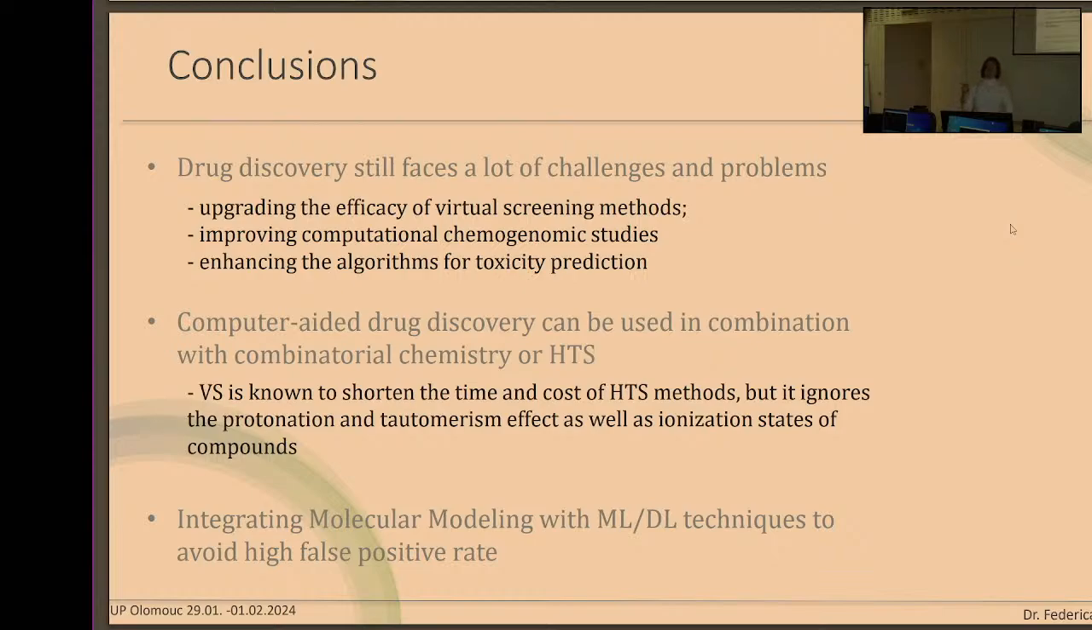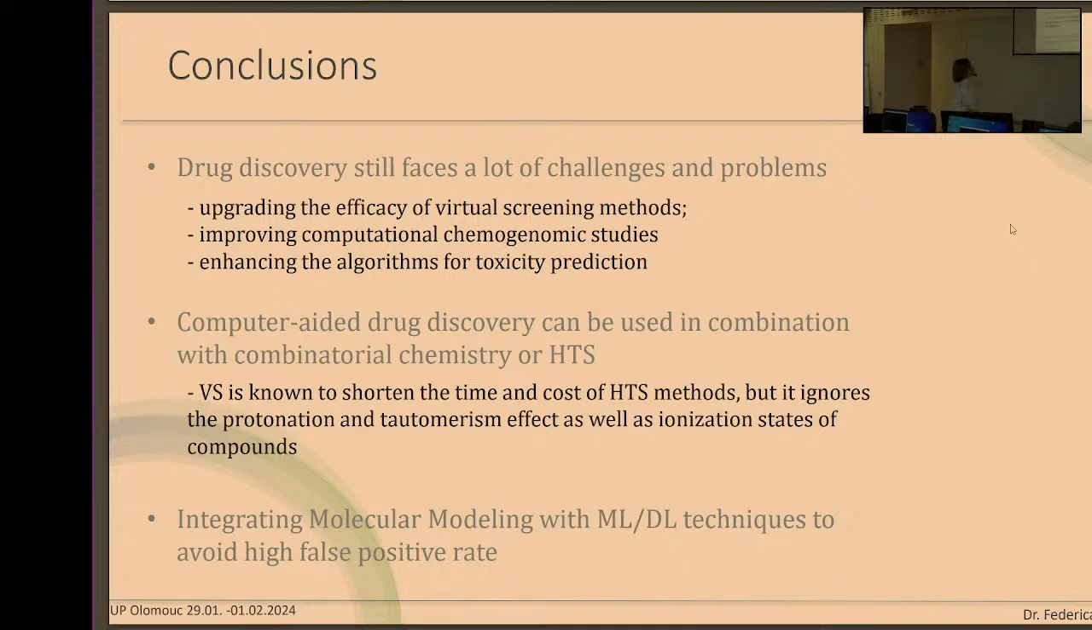Because, as I said before, in a virtual screening, for instance, we do not take into account the receptor flexibility, or the prediction of the binding affinity is quite inaccurate, because we have a lot of molecules to evaluate. So the first step is to improve the efficacy of the virtual screening process, also improving the computational chemogenomic studies, and also enhancing the algorithms for toxicity prediction. As I said before, most drugs will fail because of their collateral effects or their toxicity. So we need several tools able to predict with high accuracy the toxicity of molecules, and it is important to consider them when we have to filter molecules during a virtual screening process.